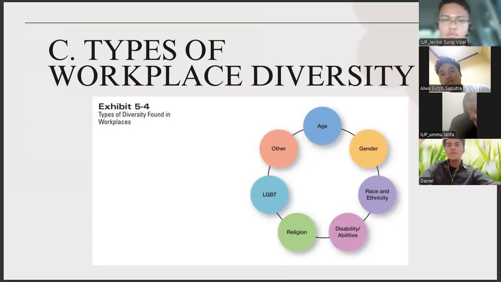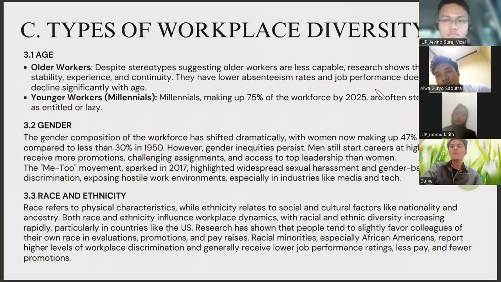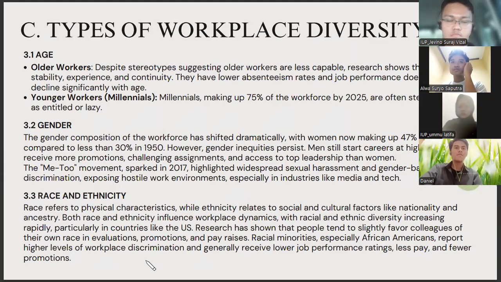Part C, types of workplace diversity. The first type is age. Age diversity in the workplace encompasses both older and younger employees, each bringing unique strengths.